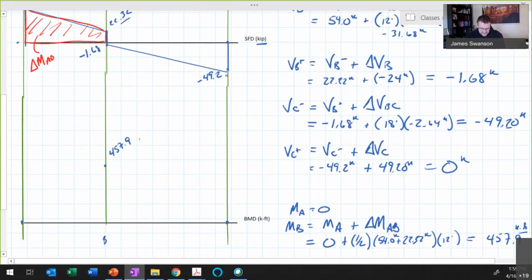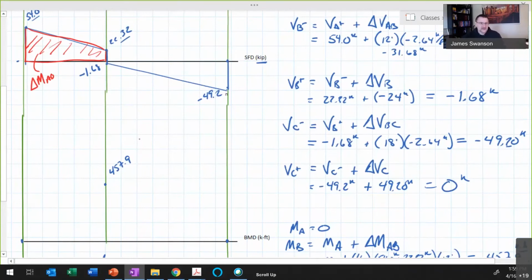457.9 kip feet. Now, in order to get from the shear force diagram, which is linear, down to our bending moment diagram, I have to integrate. So I'm going to integrate a first order curve in the shear to get to the bending moment. So if I integrate a first order curve, it has to be a second order curve. So my bending moment diagram is a second order curve, and it could either look like that or it could look like that. Now, which one of those two is correct? And how do I know?